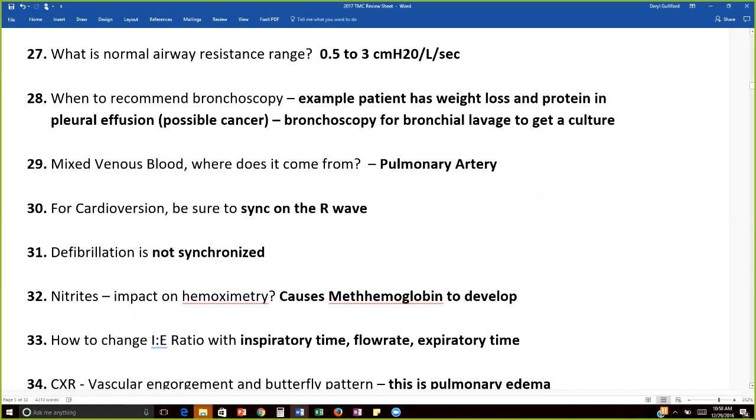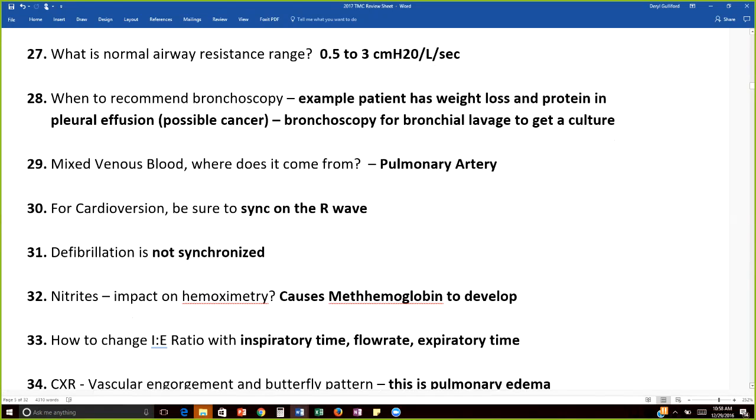Normal airway resistance, I'm on number 27, is 0.5 to 3 centimeters of water per liter per second. This is also sometimes called RAW, capital R-A-W, airway resistance. The normal range, 0.5 to 3. So let's say you had a patient on your test with an airway resistance of 5. Well, that is high airway resistance, as you might see in bronchospasm.